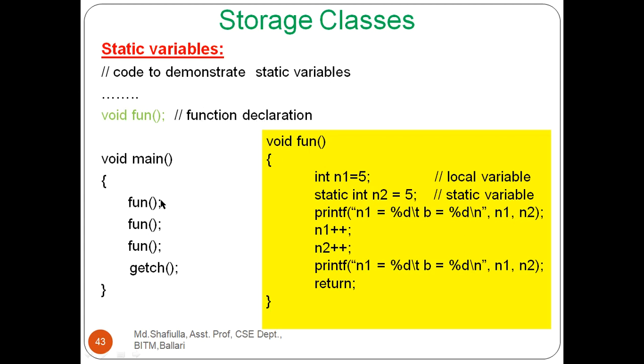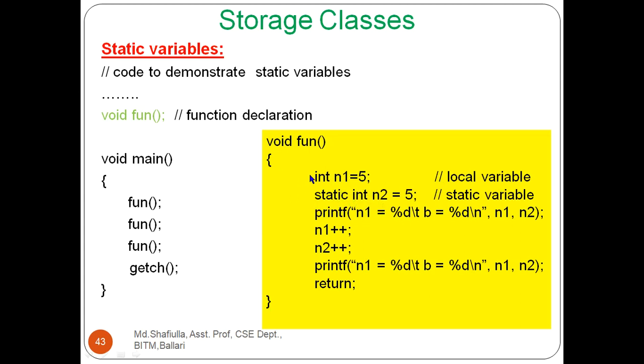In main function I am calling this function thrice, fun. Then I am saying terminating it. Then in function, what did I do? Int n1 equals to 5. N1 value is how much? 5. Then n2 value is how much? 5. Remember, n1 is 5, n2 is also 5. Whereas n1 is local variable, n2 is static variable. What is the difference between these two? We will come to know once we see the output.